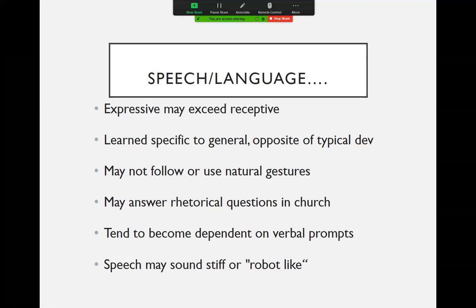They may not follow or use natural gestures. It's hard to just say and expect them to know that means come on. I hope y'all all saw me do that. And I always forget I'm on this little tiny camera. And they may answer rhetorical questions in church. The preacher might say, well, how is everybody today? And guess who's going to say, I'm great, out loud in church. And that's just how that happens.